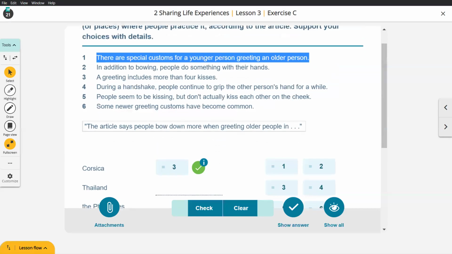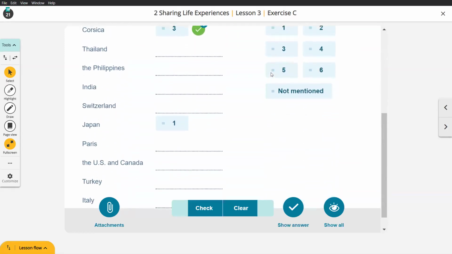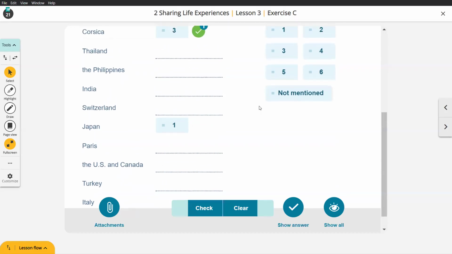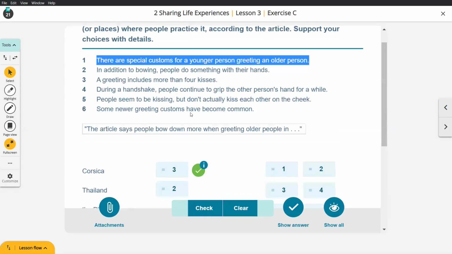Number 3 is already. Number 2. In addition to bowing, people do something with their hands. Which one? Thailand, Philippines, India, Switzerland, Paris, USA and Canada, Turkey, I think Thailand. Thailand. So let's see. Number 3 is already done.